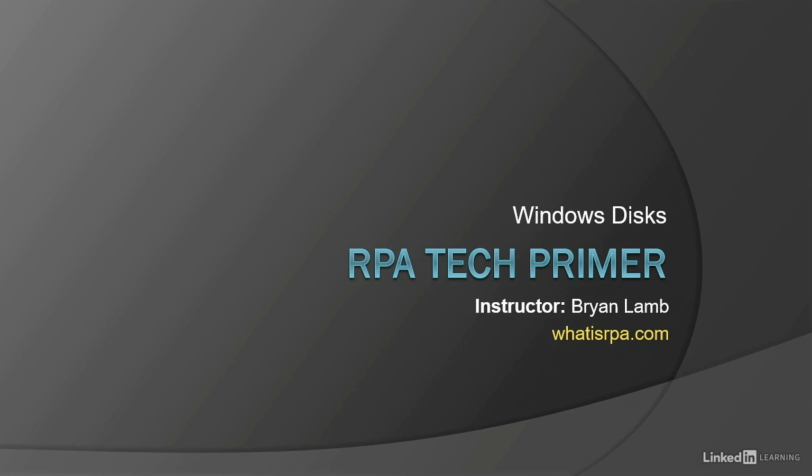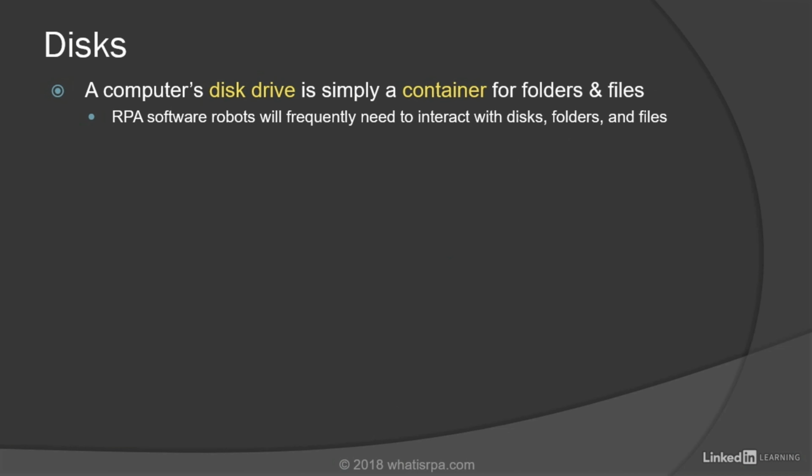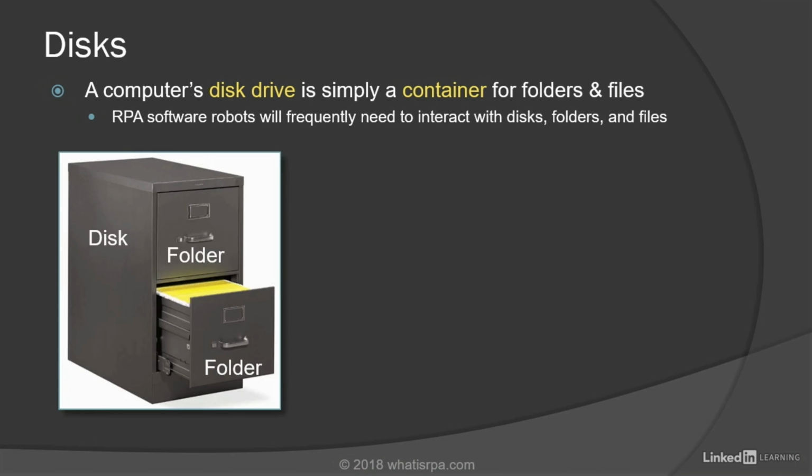The Windows file system is comprised of disks and folders and files. Let's start with a quick look at disks. A computer's disk drive is simply a container for folders and files. RPA software robots will frequently need to interact with disks and folders and files. If you've never really thought much about your computer's disk drive, this file cabinet is a good analogy.